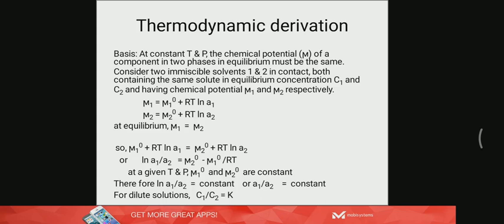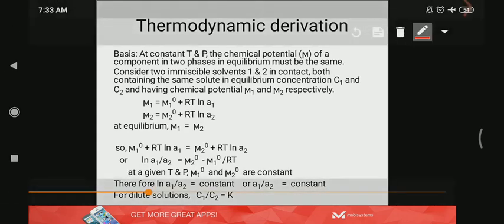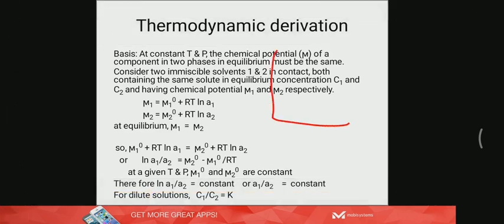We consider two immiscible solvents 1 and 2 in contact, both containing the same solute in equilibrium concentrations C1 and C2, and having chemical potentials mu1 and mu2 respectively. As we have seen earlier, we have two liquid solvents in equilibrium. Here the concentration is C1 and here it is C2 of the solute present in the two solvents, and they are in equilibrium.